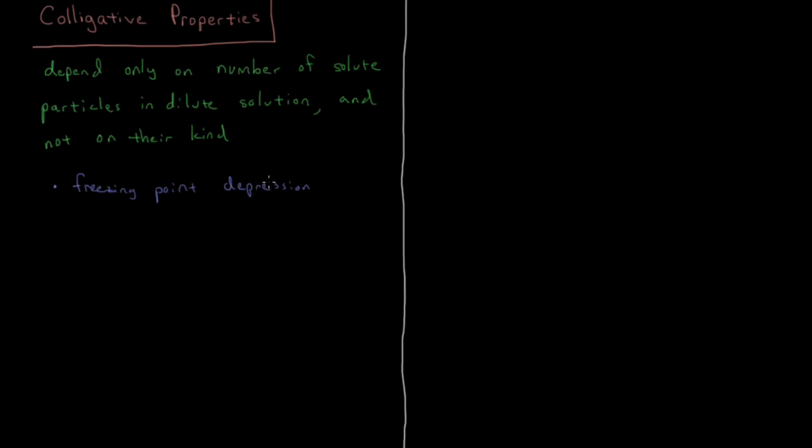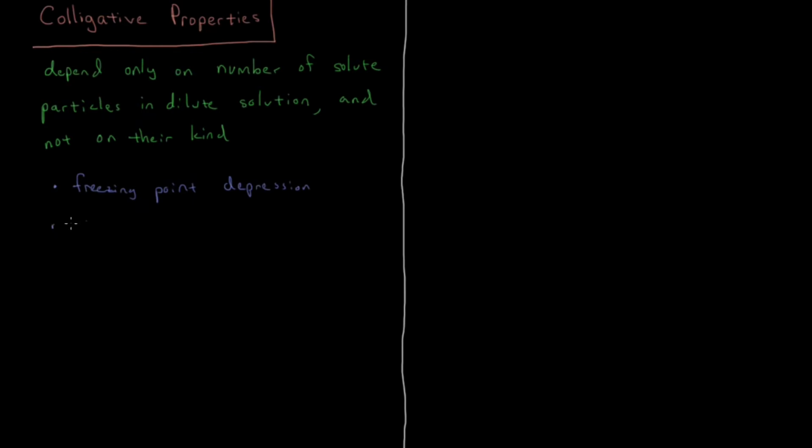So if I put in 0.1 moles of particle X or 0.1 moles of particle Y in water, the freezing point of water decreases by the same amount. If I put 0.1 moles of something in hexane, and 0.1 moles of something else in hexane, the freezing point of hexane decreases by the same amount in each case.